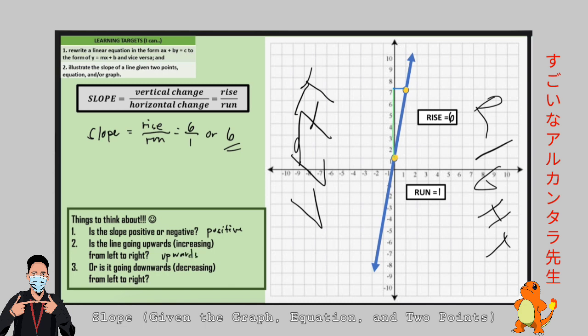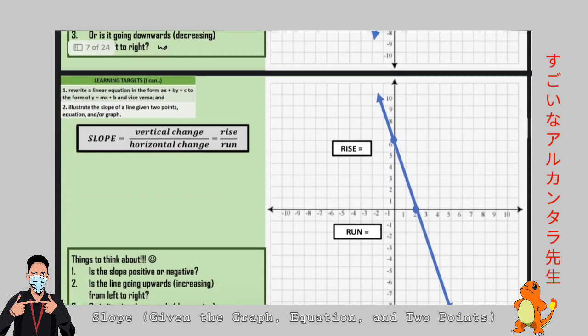That means that this specific line is increasing because, nope, it's not going downwards. Okay, so this one right here goes upwards. Let's have one more example. Let's say we have this one right here.